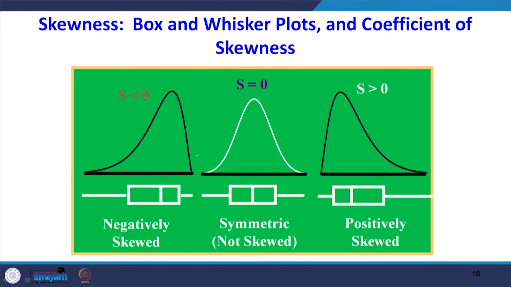You see how the skewness can be measured or identified with the help of the box and whisker plot. By looking at the position of this middle line, we can identify the distribution. If it is on the right side of this box, it is left skewed data. If it is on the left side, it is right skewed data. If it is exactly in the middle, it is symmetric, which follows a normal distribution.